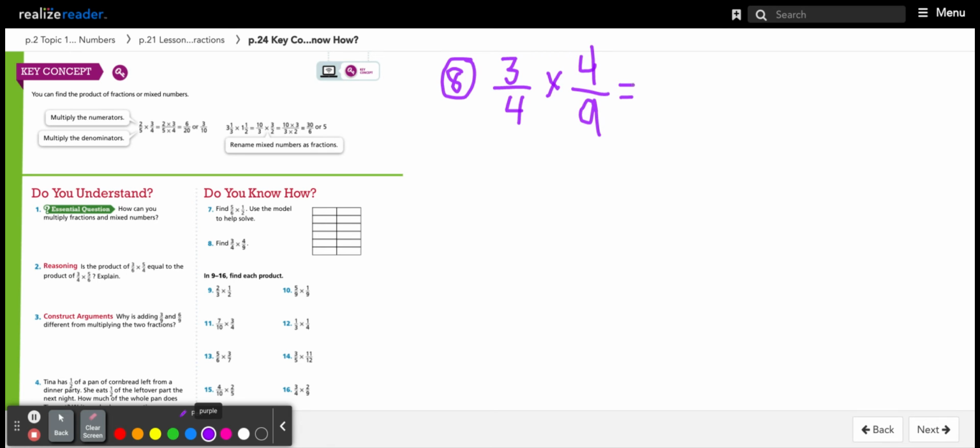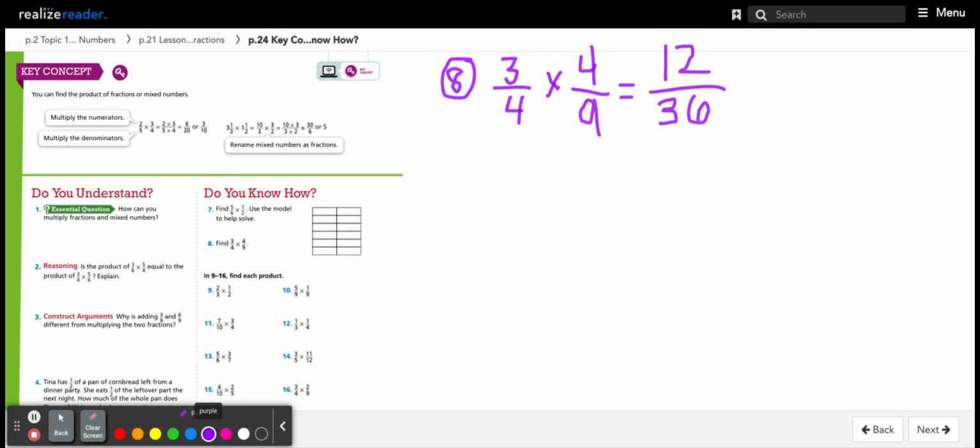Okay, so here, let's multiply straight across. 3 times 4 is 12. 4 times 9 is 36. So now I have 12/36. This fraction is not in simplest form. So I need to simplify 12/36. What number can both 12 and 36 be divided by? I want to think of a common factor of 12 and 36.